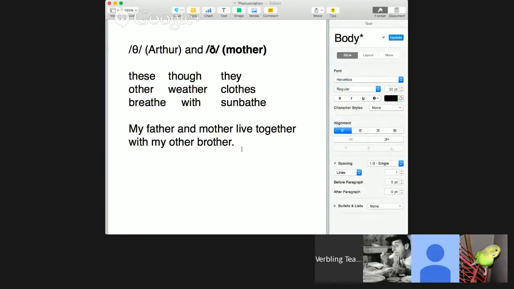This, thought, they, other, weather, clothes, breathe, with, sunbathe.